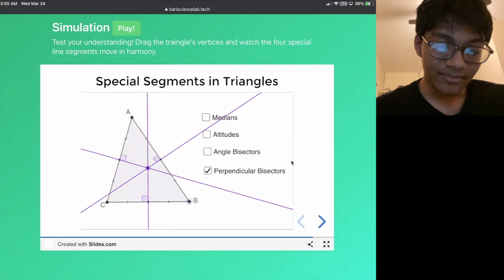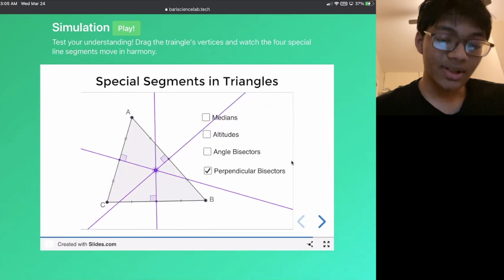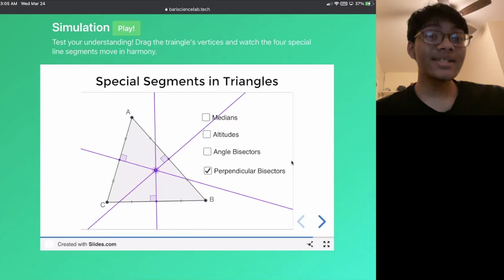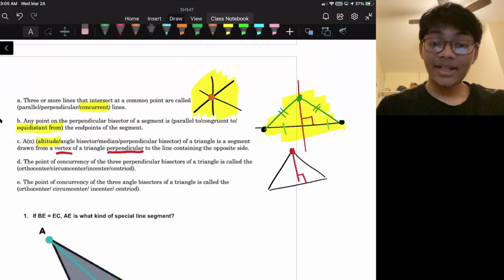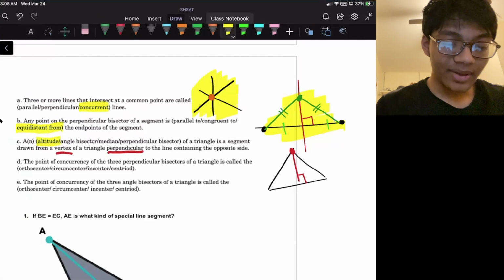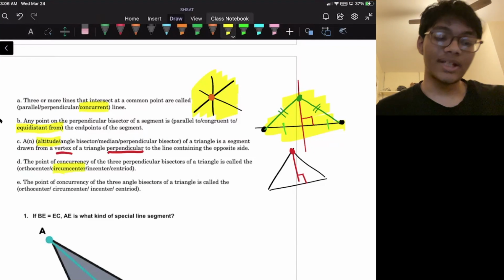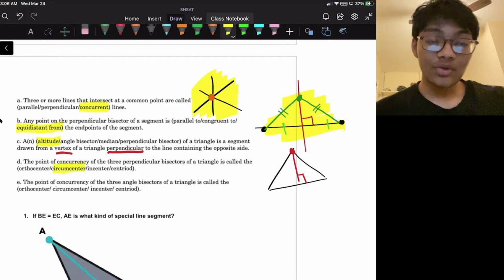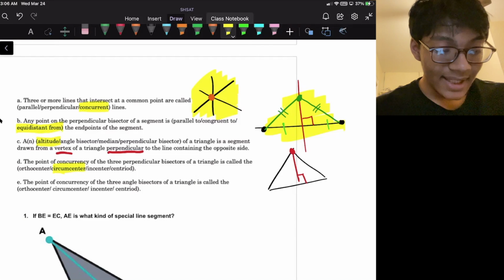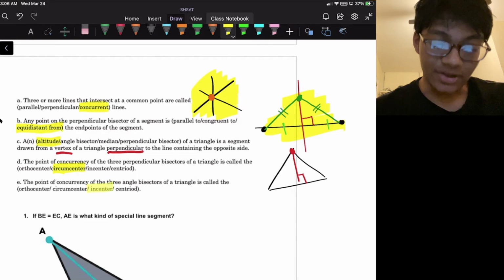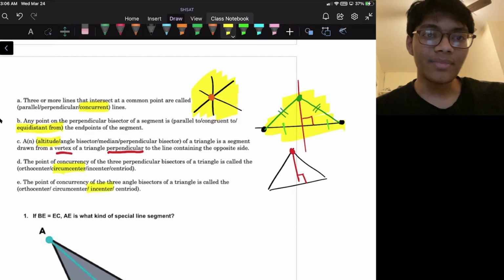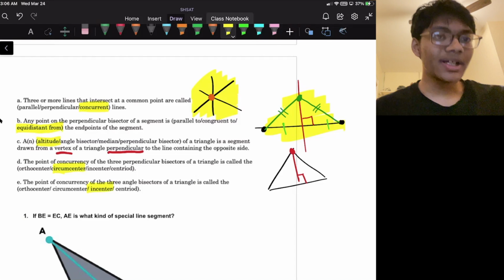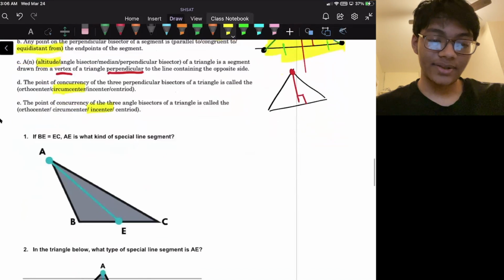Where do they meet up? Do you see where they meet up? This is where they meet up, this purple point. And there's a special name for this point. The perpendicular bisectors meet up at a common point called the circumcenter. And for the last question, the point of concurrency for three angle bisectors of a triangle is our incenter. Okay, so just keep those vocab words in mind. If you still don't understand them, we're going to touch on them later on in the course.